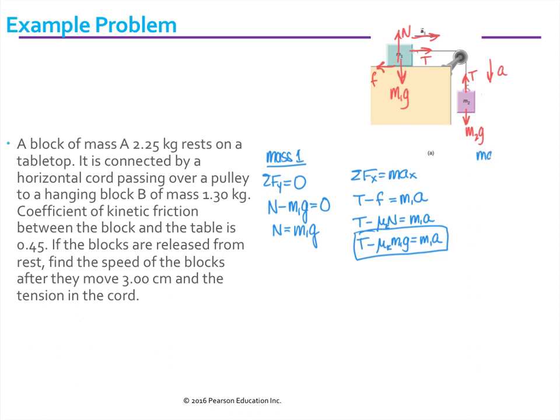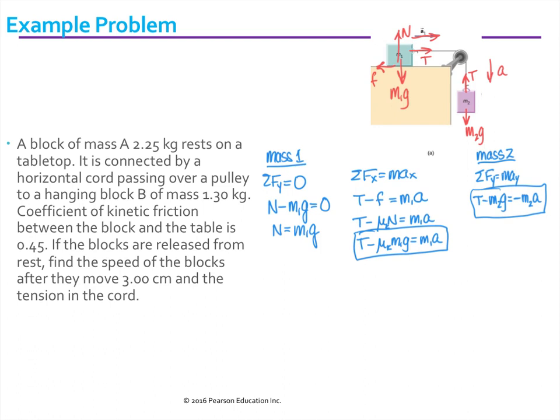The other equation will come when I look at mass 2 and evaluate it according to Newton's laws. For mass 2, I have tension acting up and its weight acting down. Those are the only two forces I have. It's accelerating down, so that's in the negative direction. So I'll make that equal to minus m2a. Down is negative. The acceleration is negative. It's in the same direction as the force of gravity. So here's my two equations.